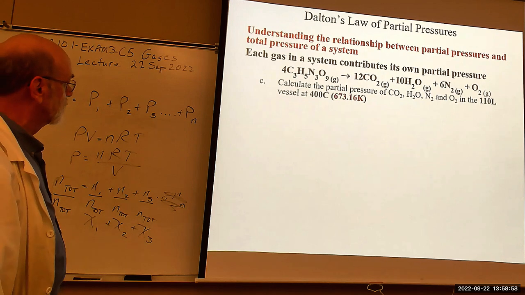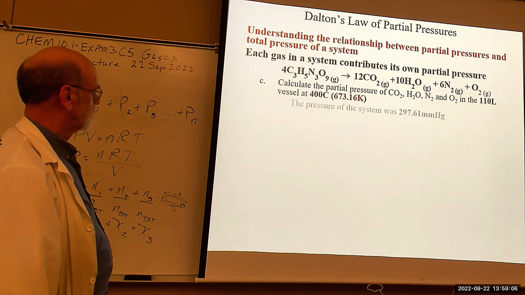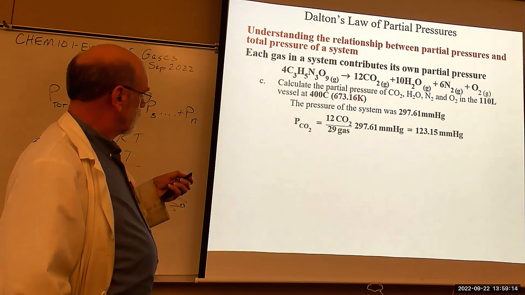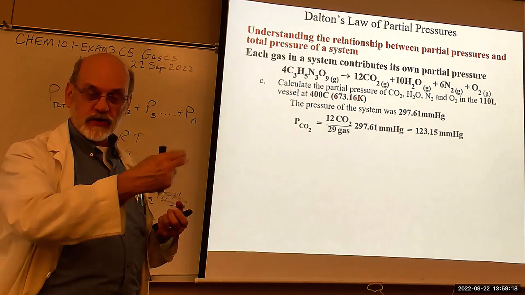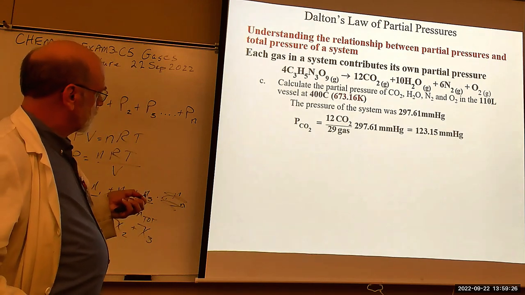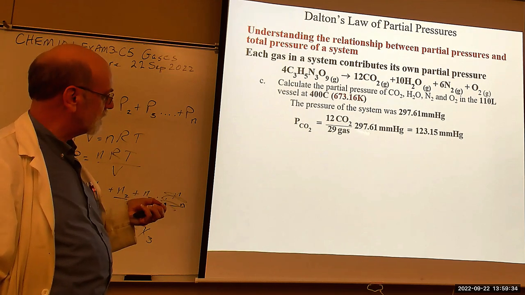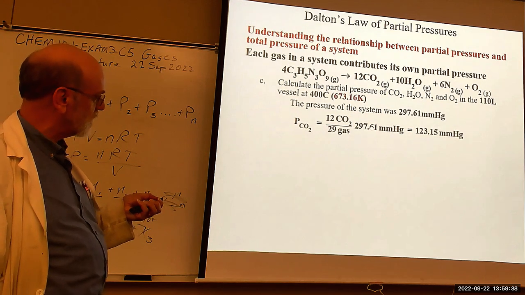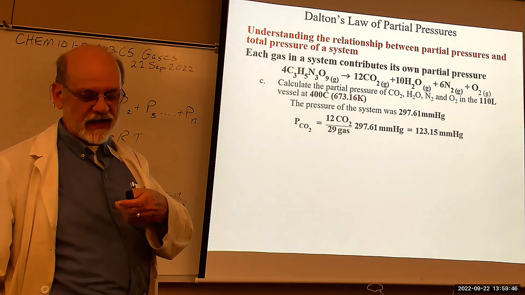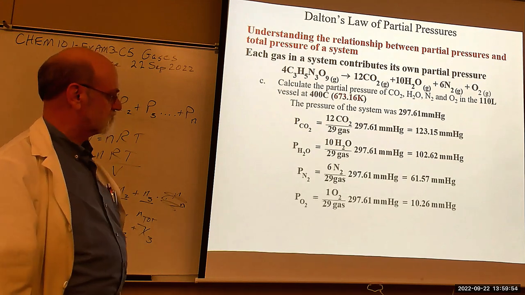So we can also say something else. What's the partial pressure of CO2, H2O and O2 in that vessel? Well, to find the partial pressure of each gas, what you need is the mole ratio. Remember, add up the moles, you get the total moles. And those are in the same ratio as the mole fraction. So if we say 12 divided by 29 is the mole fraction for carbon dioxide, and this is the total pressure at the end, then the contribution of carbon dioxide is that fraction of this total. And there it is, 123 millimeters of mercury is due to the presence of carbon dioxide. And you can do that for each one. Water is less, nitrogen is a little less, and oxygen is almost nothing.